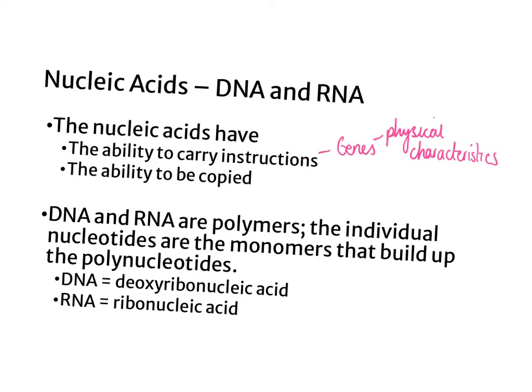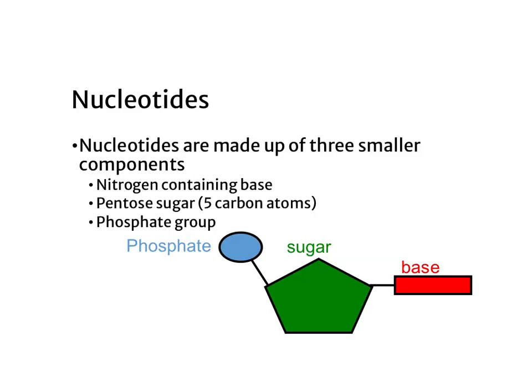The individual nucleotides are the monomers that build up the polynucleotides. In DNA, it's deoxyribonucleic acid, and in RNA, it's ribonucleic acid. When we look then at what a nucleotide is, so this is going to be the monomer. Nucleotides are made up of three smaller components. We've looked at this already, so it's nothing new.